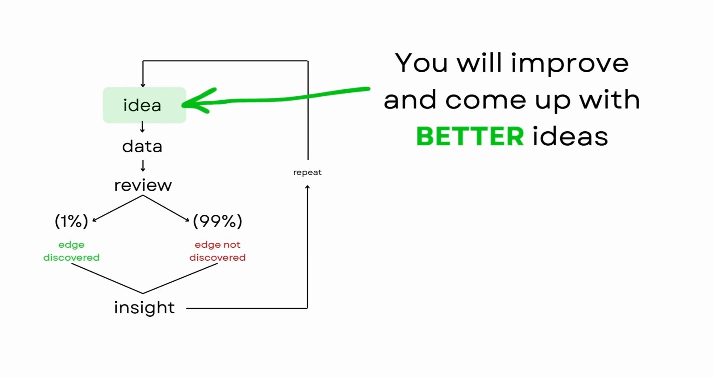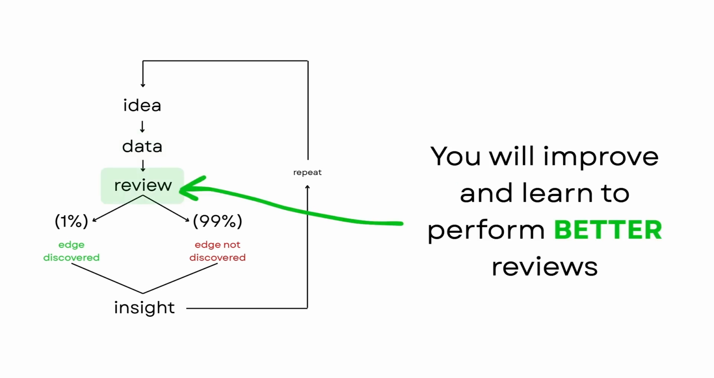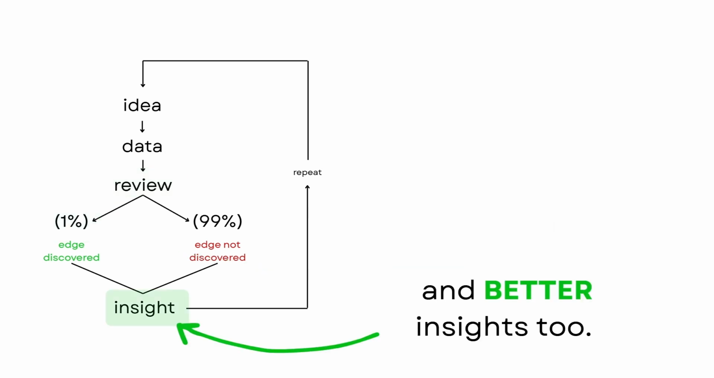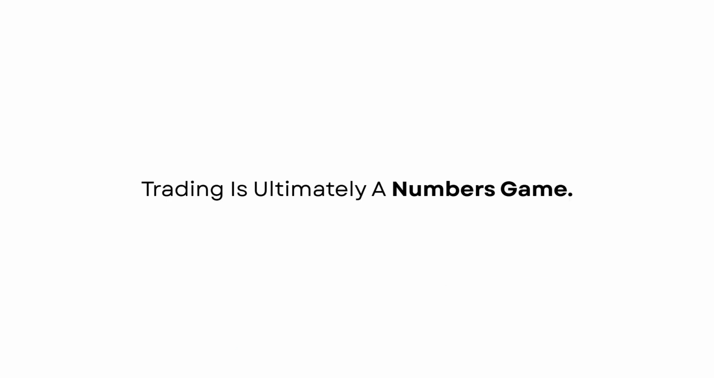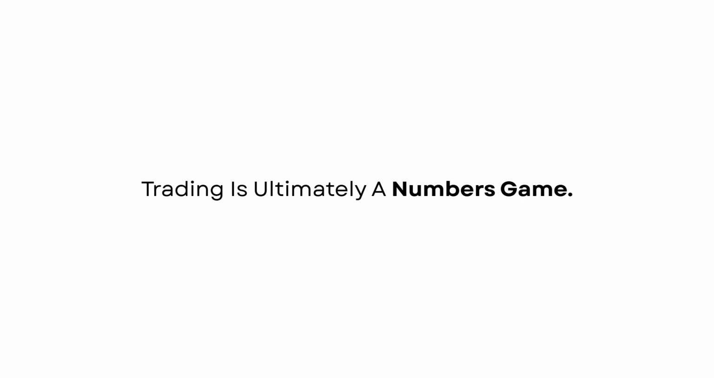The more times that you repeat something, you're naturally going to improve at it at a certain rate. So if you do something a lot, you'll gradually get better at it. You will also improve and learn how to collect better data. You will also improve and learn to perform better reviews. And that naturally is just going to lead to better edges and also better insights too, which again, is a constant loop which continues to reinforce itself.